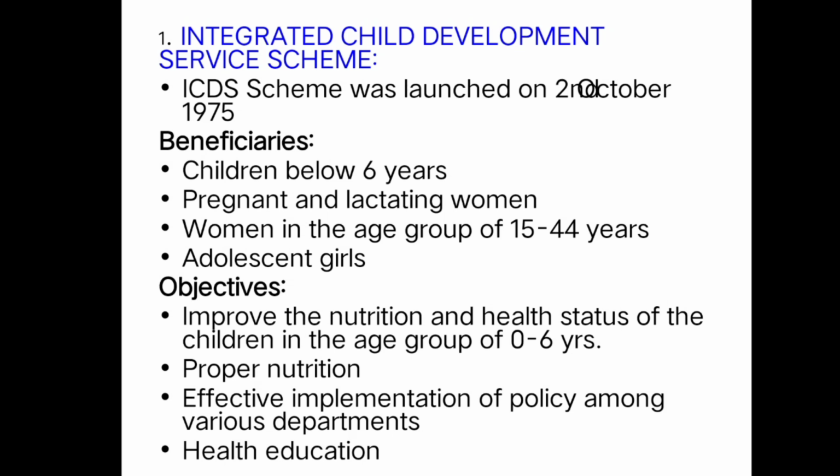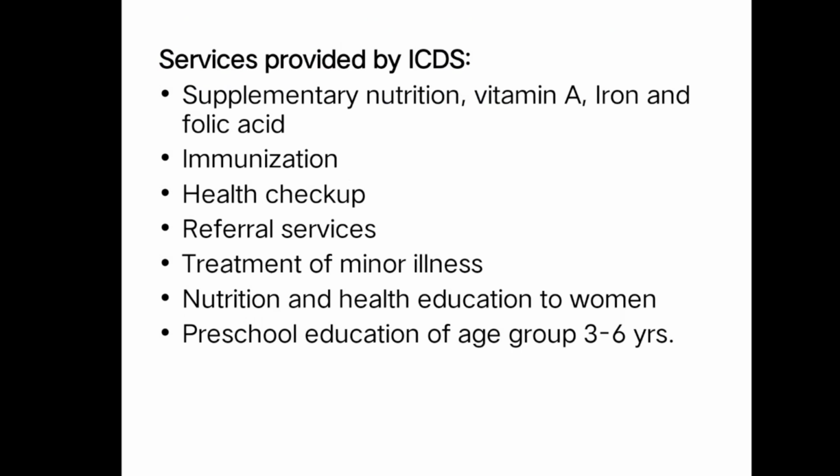So the main objective is to improve their nutrition level. The services provided by the Integrated Child Development Scheme are supplementary nutrition, vitamin A, iron and folic acid, immunization, and health checkup. Routinely you do the health checkup, and if they have any major symptoms, they will do the referral services. Treatment of minor illness will be done. Nutrition health education is given to women regarding the nutrition pattern and recommended dietary elements.